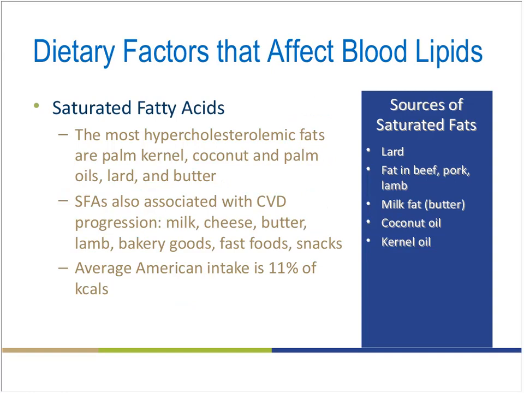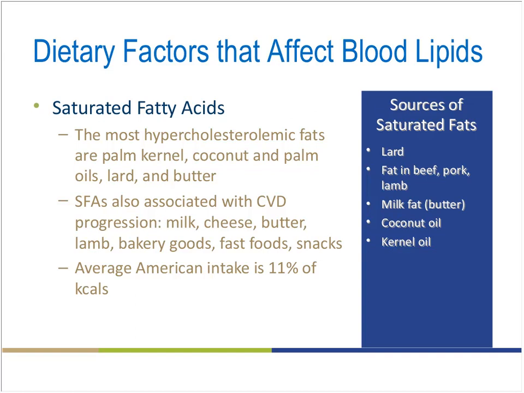So the dietary factors that affect our blood lipids, the first one we're going to talk about is saturated fatty acids. So sources of saturated fats in our diet include any lard or fat in beef or pork or lamb, milk fat, such as in butter. There's also ones that aren't animal, which are coconut oil and kernel oil. Saturated fatty acids are associated with cardiovascular disease and the progression of it.